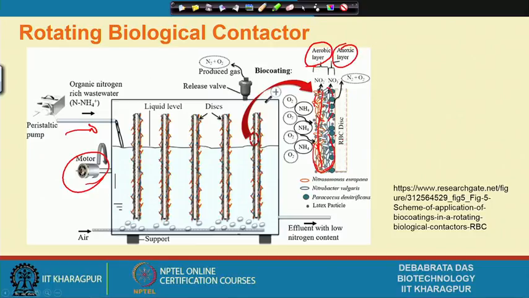So, the inside organisms can carry out some kind of anaerobic reaction, and outside we carry out some kind of aerobic reaction. This is what we call the biocoating, and then we take the liquid out in this way. We take it in, and we are taking the effluent out in this way. So, in that way we reduce the organic content of the wastewater to a great extent.